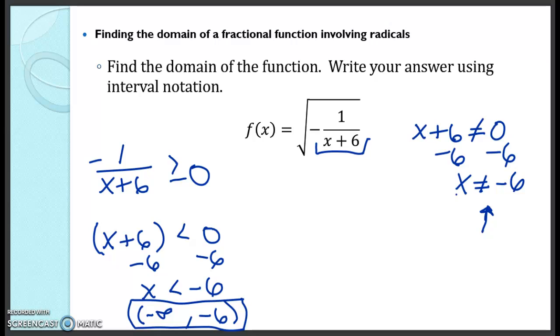So that is finding the domain of a fractional function involving radicals. A few more examples.